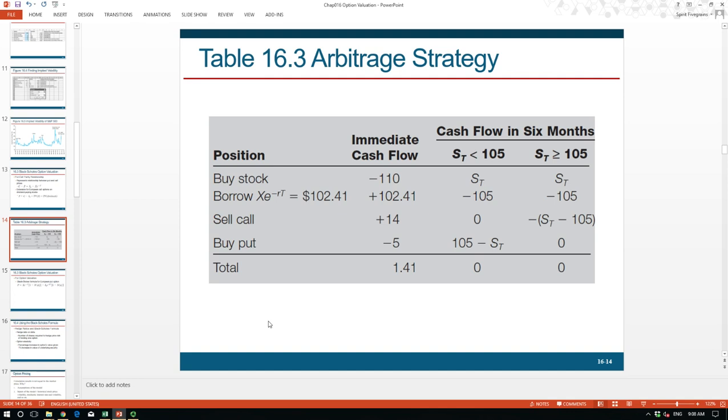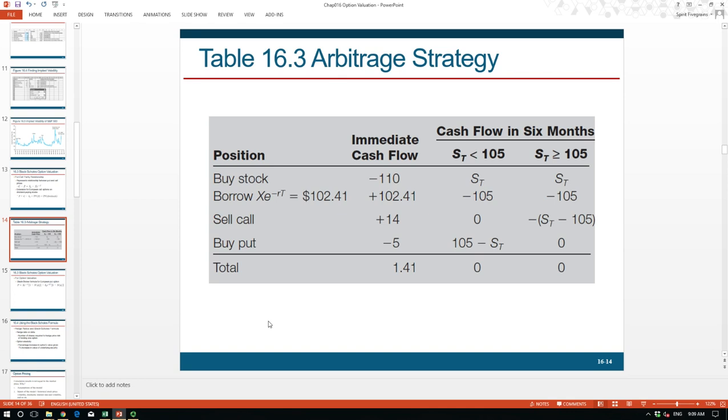When you sell the call option, you receive $14, and you buy a put option, which in this case costs $5. So after all the trading, in your hand you get $1.41. But I can say this is 1.4 million or 1.4 billion US dollars, because this is a risk-free portfolio. You can go as big as you can.